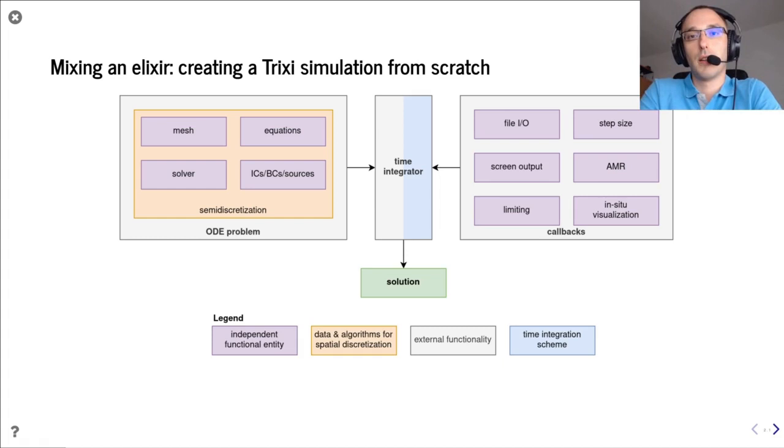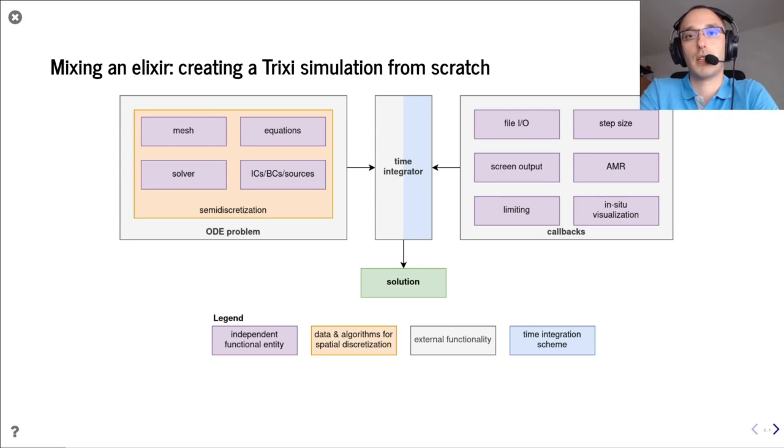The spatial semi-discretization is the main structure of Trixi that you will use as a user, and it has different important fields. So the first one is the mesh type. We have different mesh types, for example, Cartesian meshes or curvilinear ones. We have structured meshes and unstructured meshes, and we have also meshes that enable you to use adaptive mesh refinement, AMR, for example, using p4est.